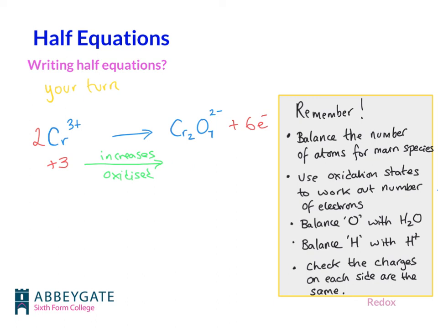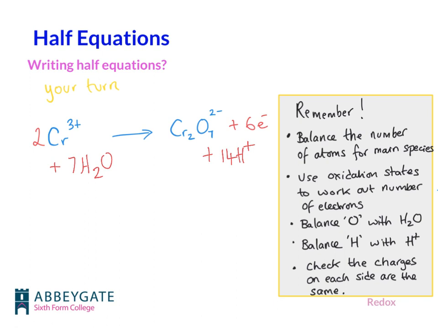Right, the next step then is to balance the oxygens using water. So just make some space by deleting the bit about the oxidation states, and we can then show adding some water. So if we've got 7 oxygens on the right-hand side, I'm going to need to put plus 7 H2O on the left-hand side to get 7 oxygens on both sides. I'm then going to have 14 extra hydrogens on the left that I haven't got on the right, so I need to put plus 14 H+ on the right-hand side.